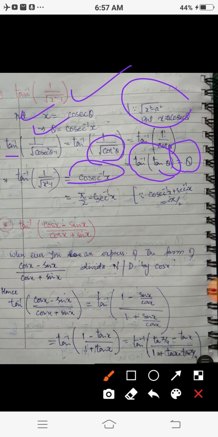Also you know that cosec inverse x plus sec inverse x is pi by 2, so sec inverse x is pi by 2 minus cosec inverse x. So tan inverse 1 upon root x square minus 1 is either sec inverse x, or its value is pi by 2 minus cosec inverse x.